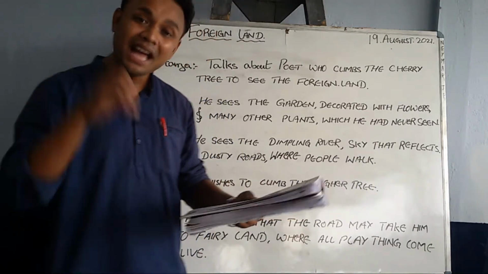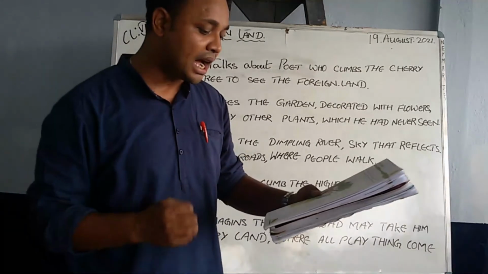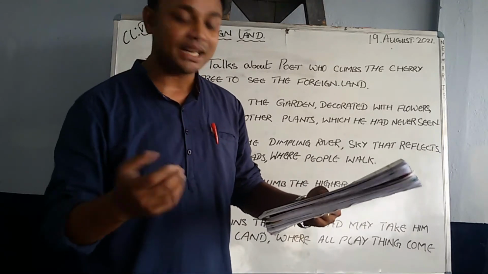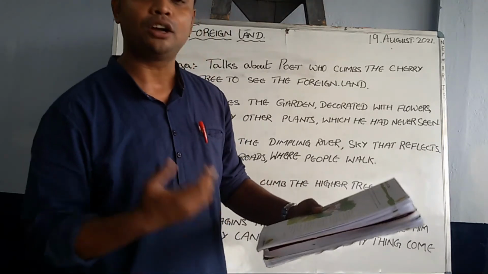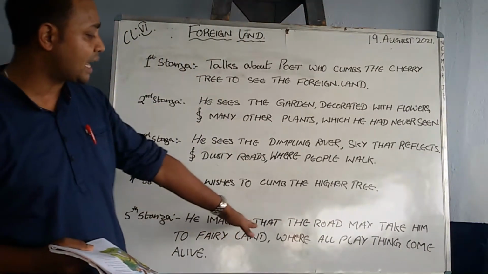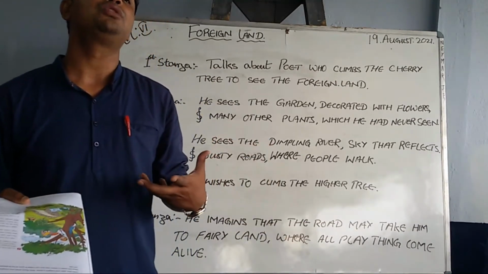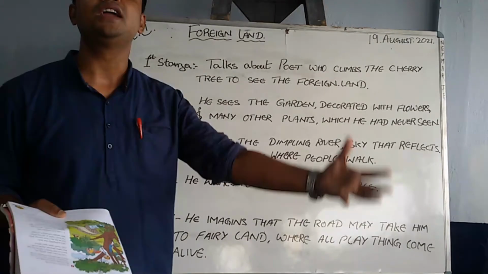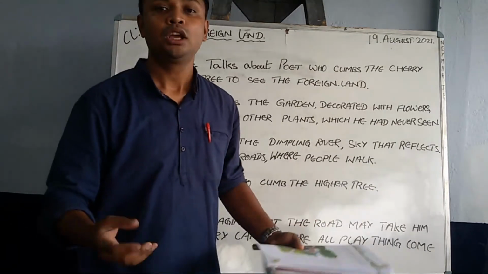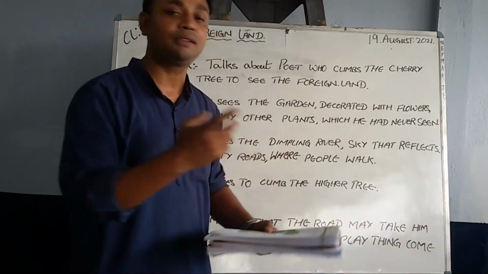Okay? And in the last stanza, he imagines. Let us see what he says. To where the roads on either hand lead onward into fairyland, where all the children dine at 5 and where all the playthings come alive. So at the end of the poem, he imagines that the road may take him to fairyland. Fairyland means imagining things where everything becomes alive. A tree talks, your plaything starts talking to you, your pen talks, everything talks. That is fairyland.